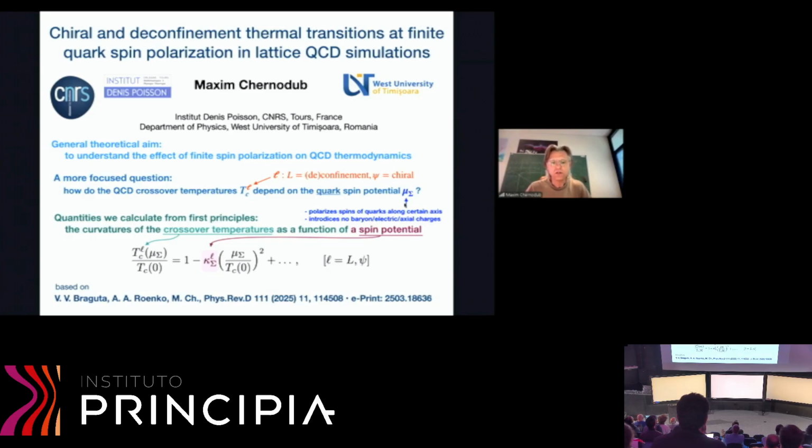Concretely, in this short talk, I will discuss a very concrete question. We would like to introduce a polarized quark medium in the quark-gluon plasma, with the help of a certain spin potential, this quantity kappa, and then we would like to understand how the pseudocritical temperatures of the crossover transition will change with this chemical potential. The idea is similar to the behavior of the pseudocritical temperatures of the crossover transitions in the presence of the baryonic chemical potential at finite baryonic density.